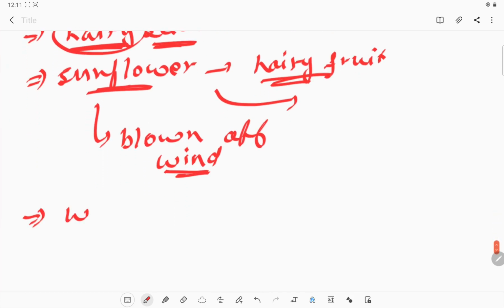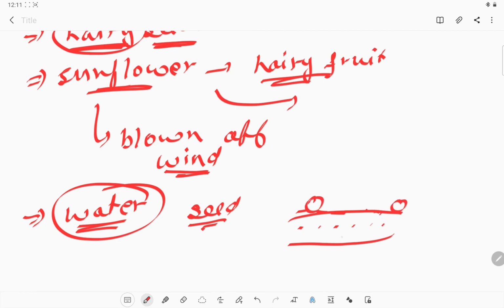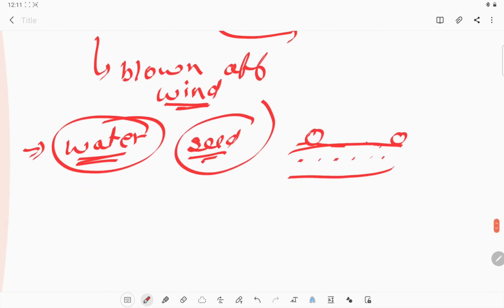What are the other processes? From water also we can do the dispersal process. Aquatic plants also do dispersal, which is known as dispersal by water. There the seeds will float on the surface of the water, or through the water current they can travel from one place to another. So this is how dispersal takes place in the water case.